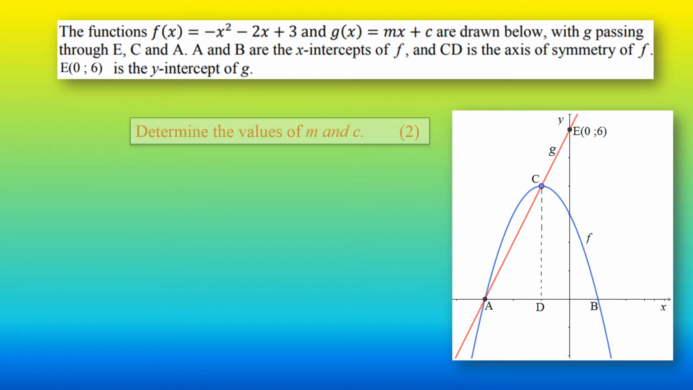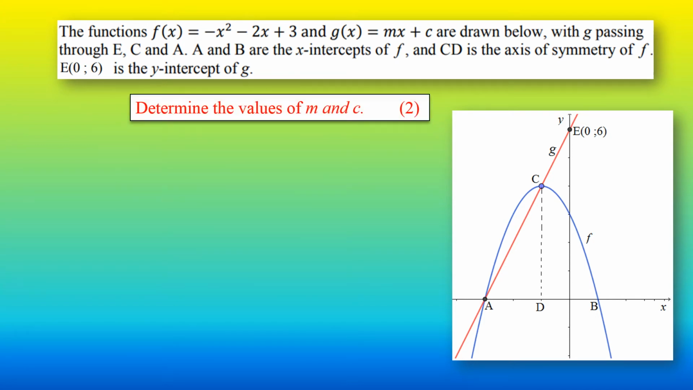Same diagram, the question continues. Determine the values of M and C. Where is M and C? We have the equation of the straight line g of x equal to mx plus c. And we must know that the letter m represents the gradient of the straight line. And the formula on the formula sheet, m equal to y2 minus y1 divided by x2 minus x1. So we need 2 points. What are the points available? We have A, we have C, we have E, any 2 of them.